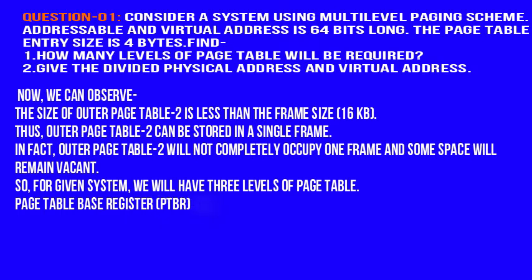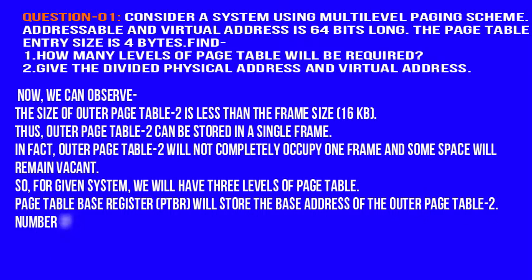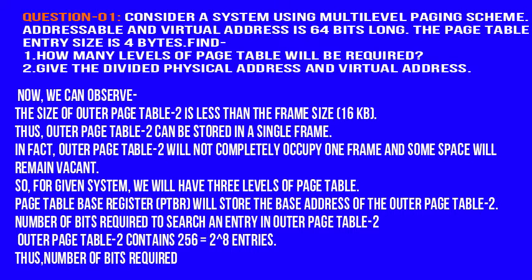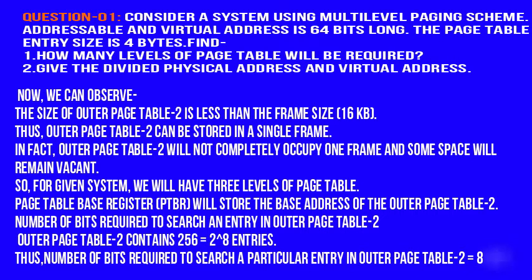So for the given system, we will have three levels of page table. The page table base register, PTBR, will store the base address of outer page table 2. Number of bits required to search an entry in outer page table 2: outer page table 2 contains 256, which means 2 to the power 8 entries. Thus, the number of bits required to search a particular entry in outer page table 2 is 8 bits. Answer.